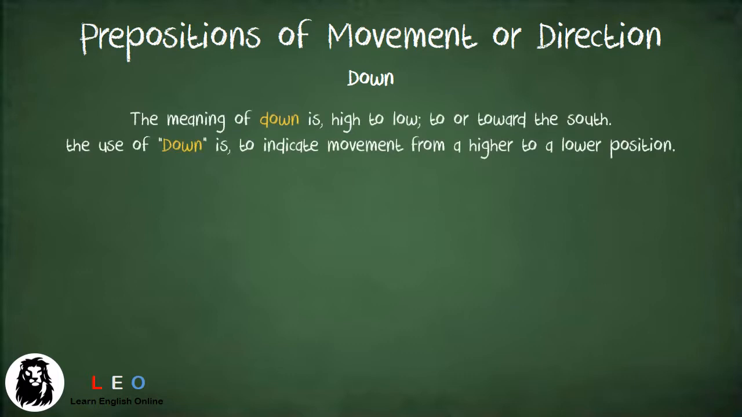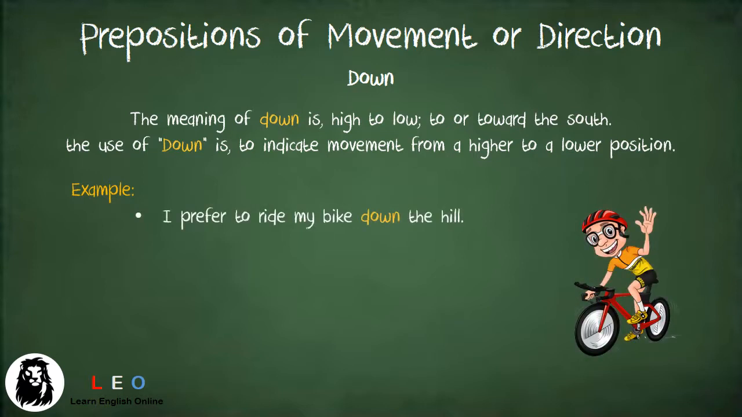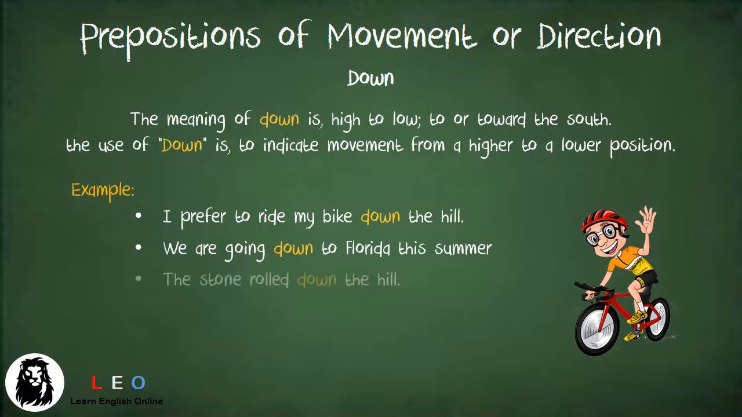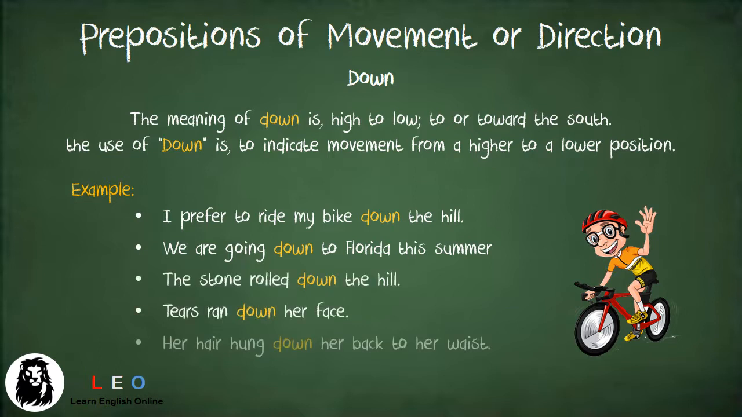Down. The meaning of down is high to low, to or toward the south. The use of down is to indicate movement from a higher to a lower position. For example, I prefer to ride my bike down the hill. We are going down to Florida this summer. The stone rolled down the hill. Tears ran down her face. Her hair hung down her back to her waist.